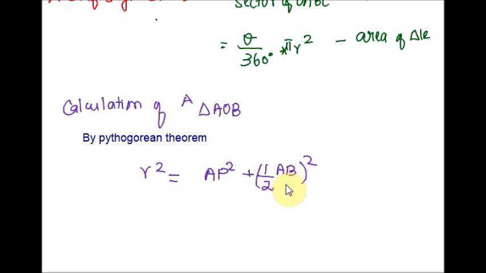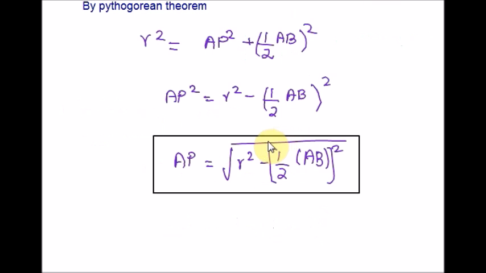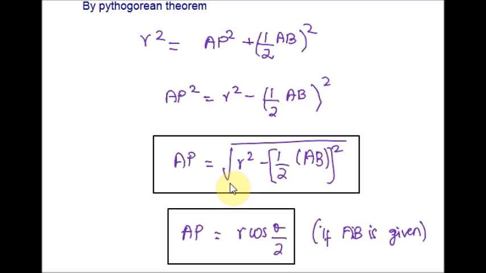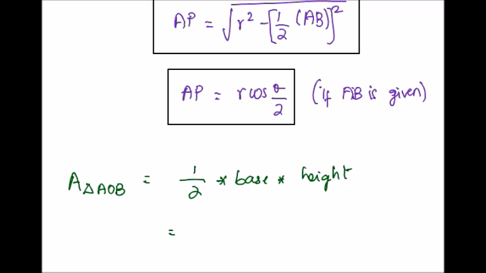Though we don't know the exact value for R and AB, we can just create a formula for that. Subtracting one by two AB the whole square from both the sides and swapping the sides, we get this. We need to find the value for AP, so I'm taking square root on both the sides. In case the length of AB is given, AP would be equal to this. The area of any triangle would be equal to half times base times height. Base is AB and height is AP here. So by substituting these values in the area of the segment formula, we can easily calculate the area.